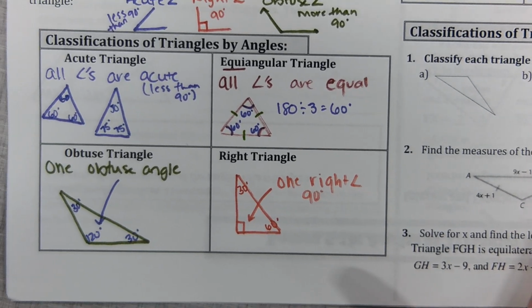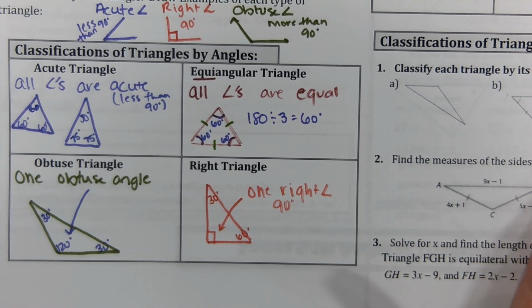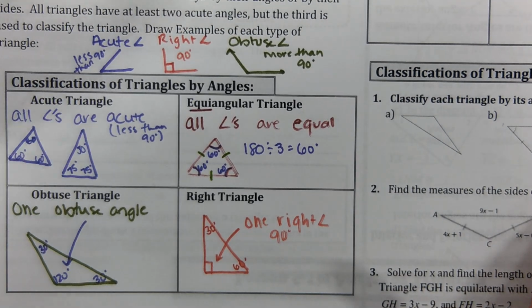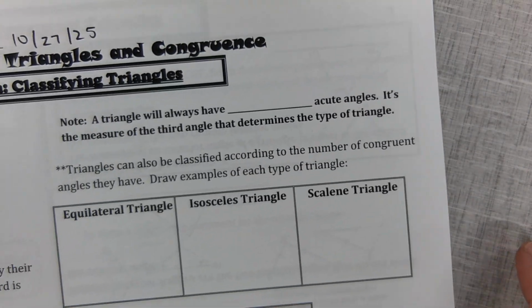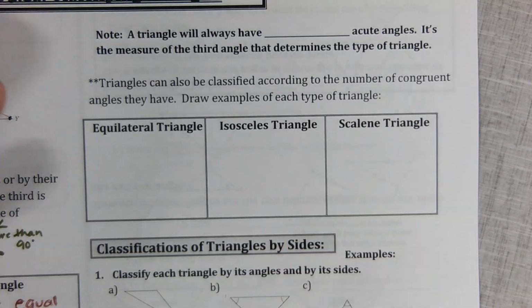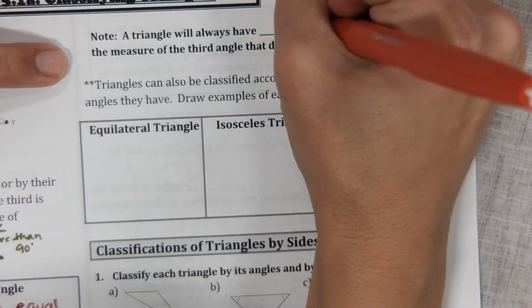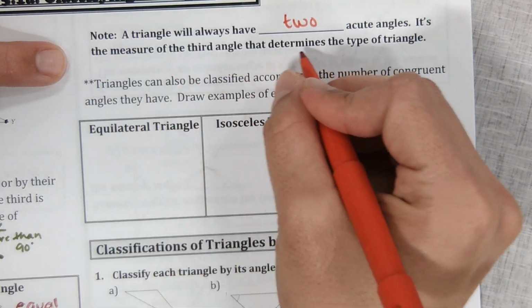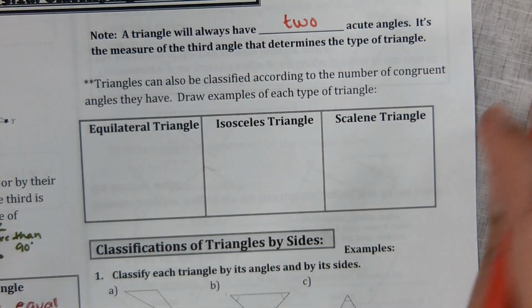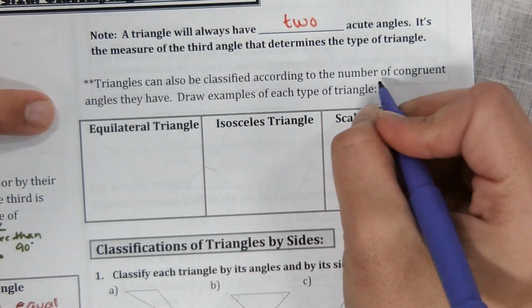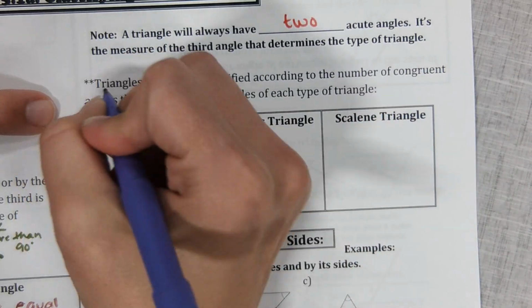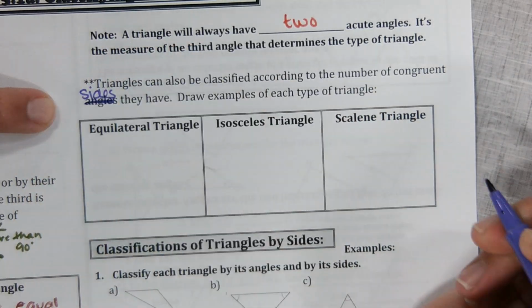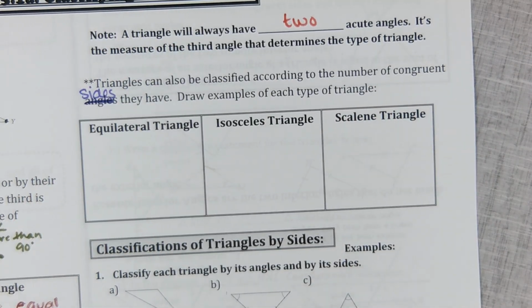Okay, then over to the right. Over here. A triangle will always have two acute angles. It's the measure of the third angle that determines the type of triangle. Triangles can also be classified according to the number of congruent sides. There's a typo here. Draw examples of each type of triangle.